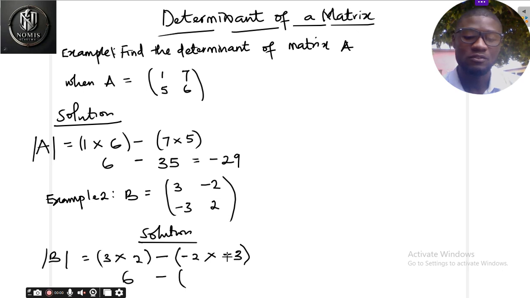Minus times minus gives plus, correct? And 2 times 3 gives 6. So this is 6 in bracket. 6 minus 6 gives us 0.